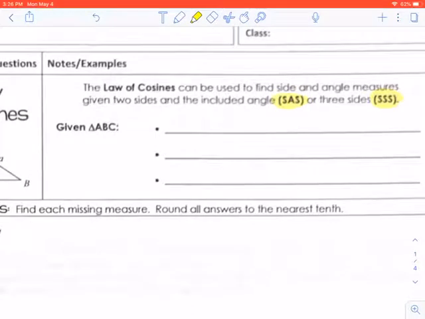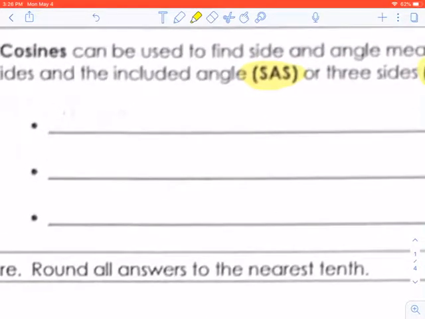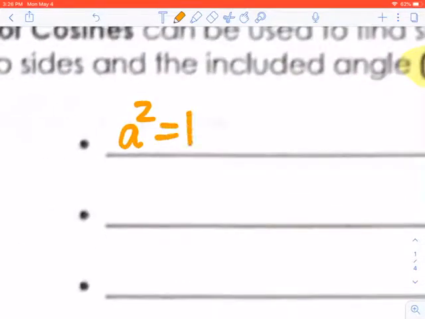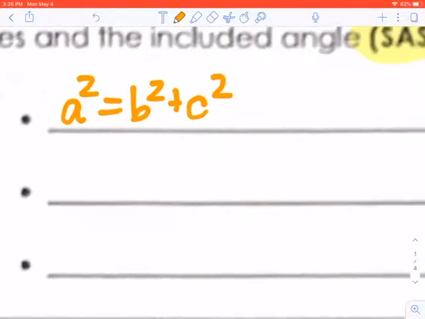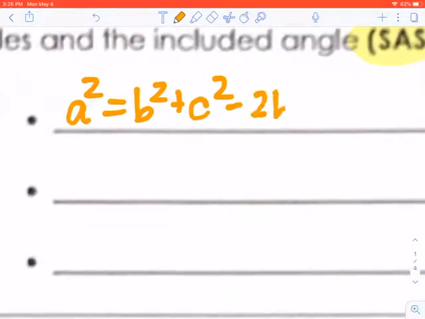Law of cosines says, given a triangle ABC, you could find either little a, side A, or angle A, by doing a squared equals b squared plus c squared. Kind of looks like Pythagorean theorem, doesn't it? Minus 2bc times the cosine of angle A. Notice the a's are on the outside, and then sides b and c are in the middle.